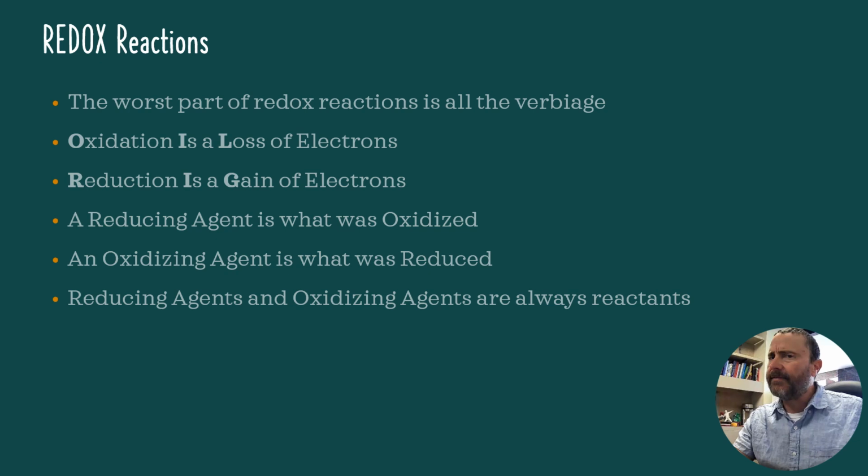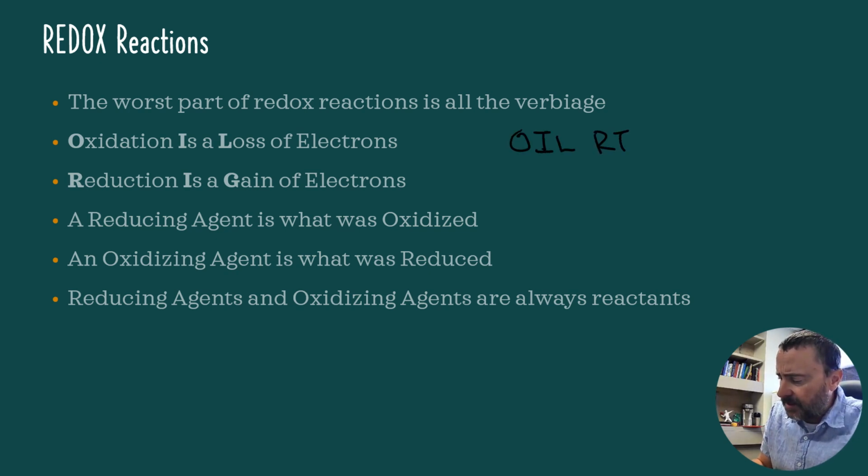Reduction is a gain of electrons. What I mean by that is that when you gain electrons, you're gaining negatively charged things, and so your charge is actually going down, or your charge is being reduced. An easy way of thinking about this is oxidation is a loss, reduction is a gain. Most people think of this as OIL RIG. I use that mnemonic all the time to help myself think about it.